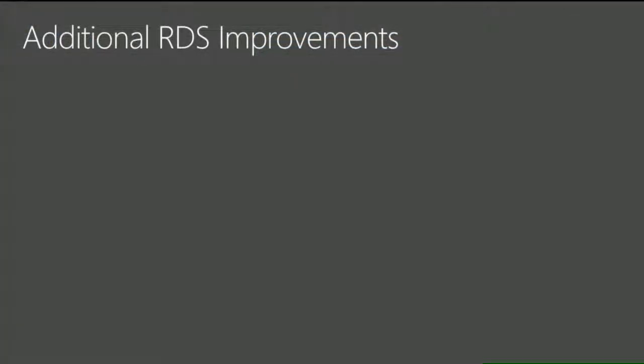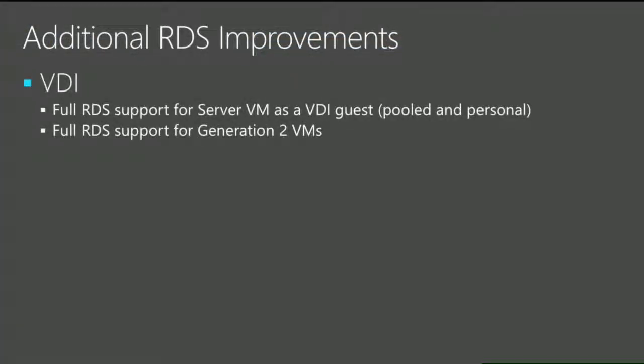So additional RDS improvements, just to make sure that we cover some things we haven't really highlighted. As we said prior, you now can use a server VM in Hyper-V. It's supported with full graphics. What we've also done is made sure that that's fully supported through everything, the broker, the gateway, and through Server Manager. So you can create a template for a server VM. You can deploy it using Server Manager. You can get to it through the broker, right?